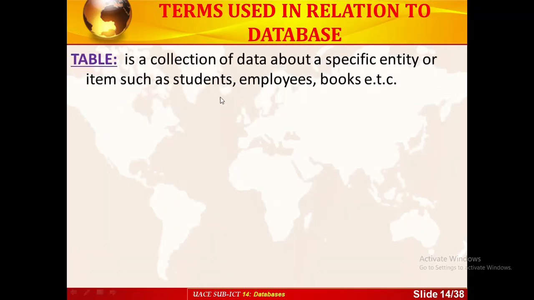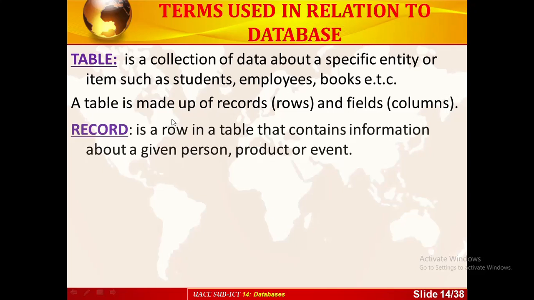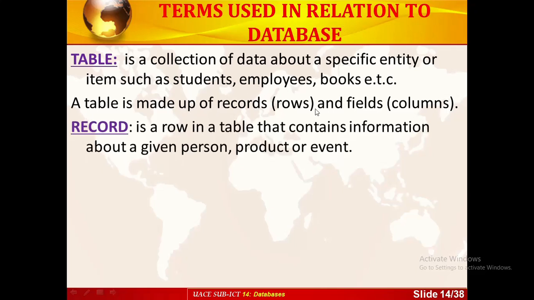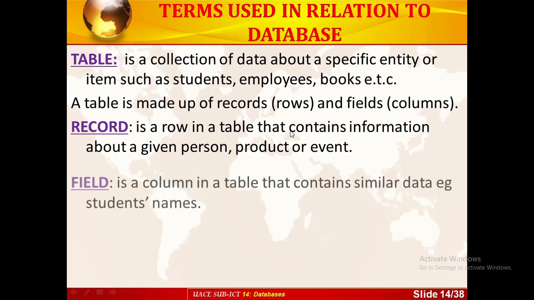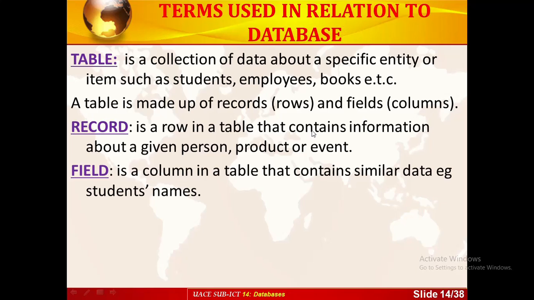So the terms we can look at, we have a table, of course, a collection of data about a specific entity. A table is made up of rows and columns. We call them records and fields as far as a database is concerned. A row we call a record, and a column is called a field. A record is a row in the table that contains information about a given person. A field is a column in a table that contains similar data, like the student's name.